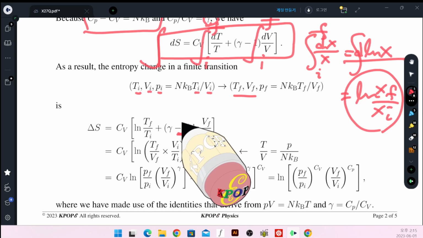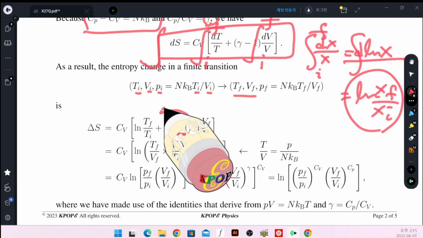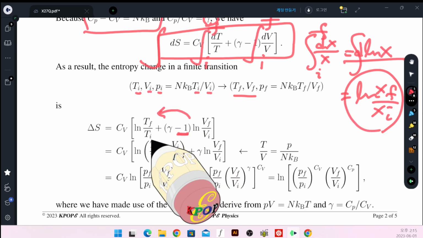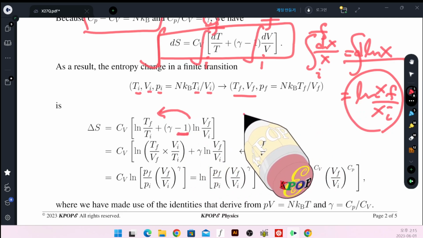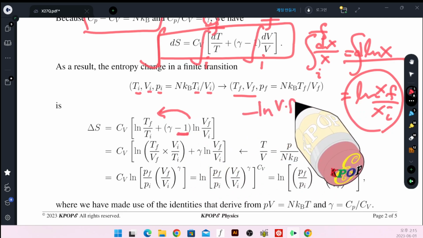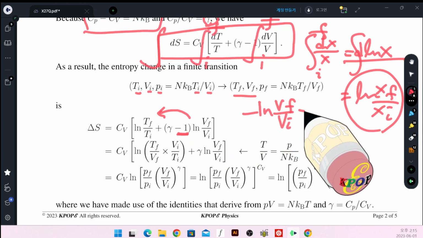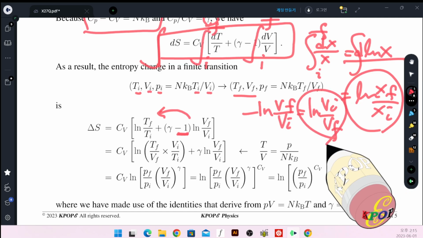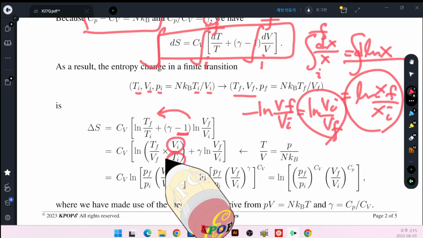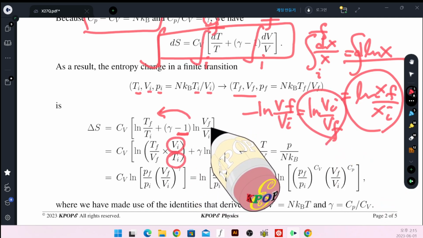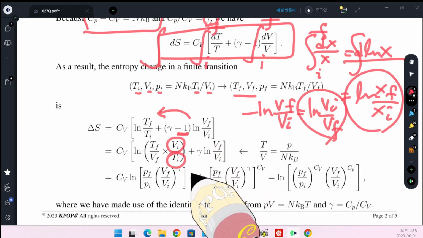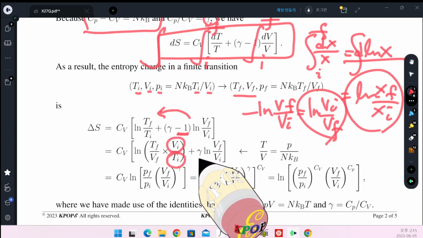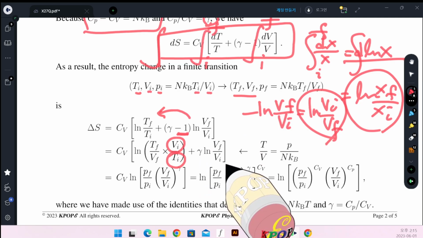We can move this guy to the left-hand side. Because of the negative sign, log Vf over Vi is to be replaced with log Vi over Vf. So I have exchanged the numerator and denominator. And then the gamma term is Vf over Vi.